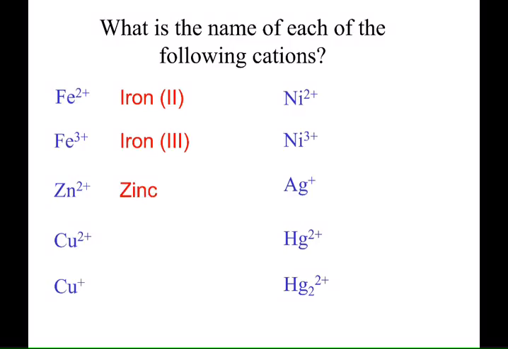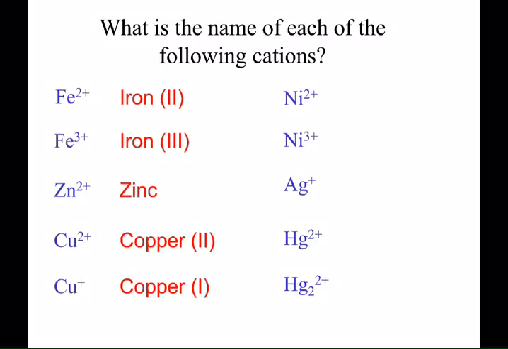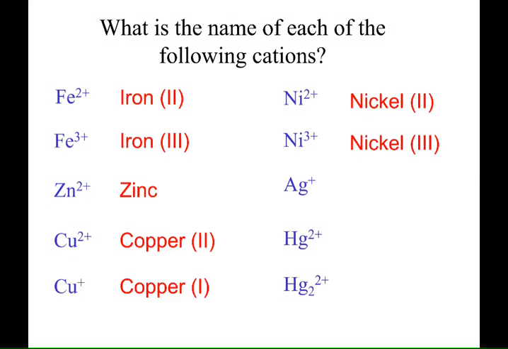How about the next two? Copper with a +2, copper with +1. Yeah, heck yeah. So you'd have to use copper in parentheses Roman numeral 2, copper in parentheses Roman numeral 1. Okay, how about the next two? The fact that there are two gives it away, because with two, you have to use Roman numerals to say which one you have. So that's what we call the nickel 2 cation and the nickel 3 cation.